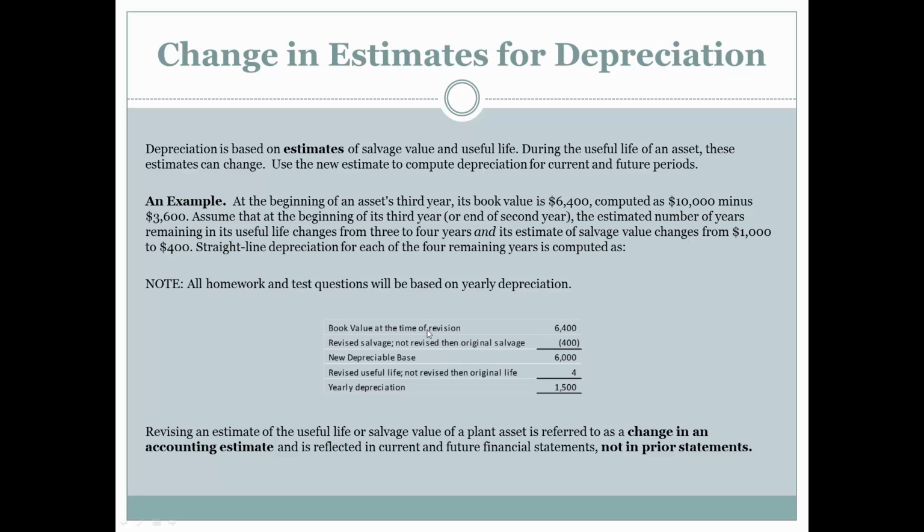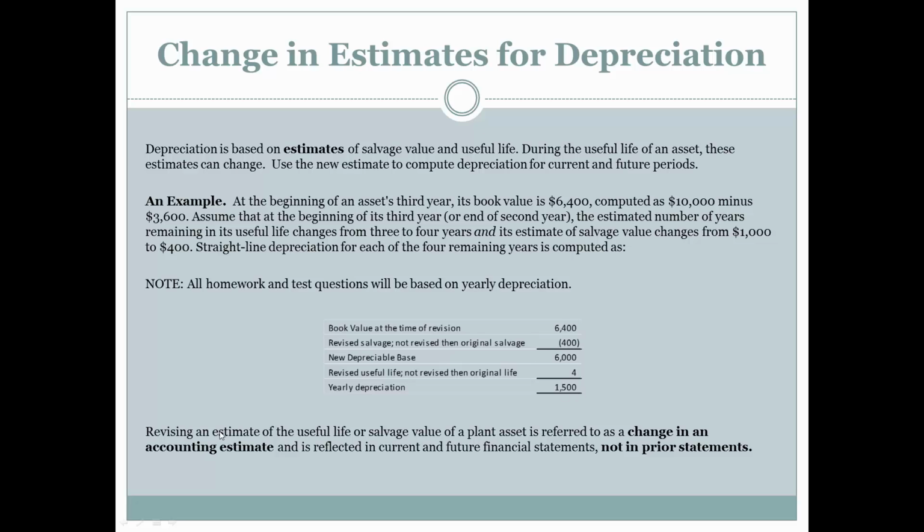Okay, book value at the time of the revision is $6,400. From that, we want to subtract salvage. In this instance, we had a revised salvage. However, if the salvage is not revised, use the original salvage. In this instance, it was revised, so our new depreciable base is 6,000. Next, we want to divide that by the revised useful life. If the useful life has not been revised, then we want to use the original life. This gives us a new yearly depreciation of 1,500.